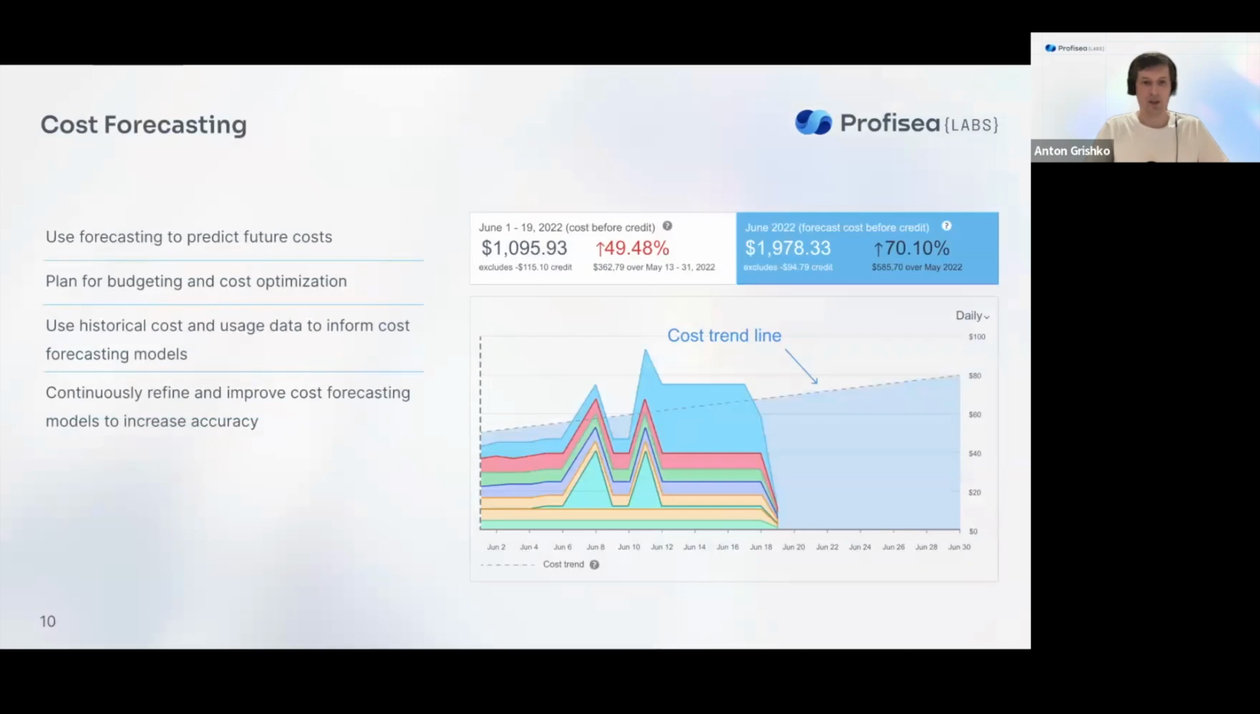And moving next. Sorry if I'm too fast. I'm just trying to be fast in order to save some time for answers and questions for Q&A. So cost forecasting. This is the next FinOps best practice, which basically says that you need to forecast, to predict your future costs.